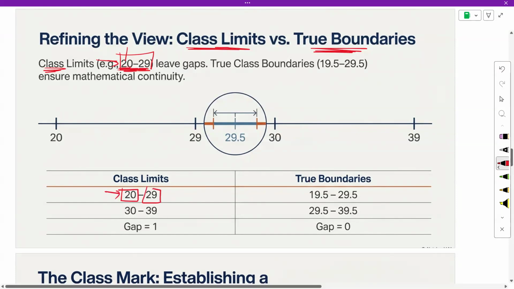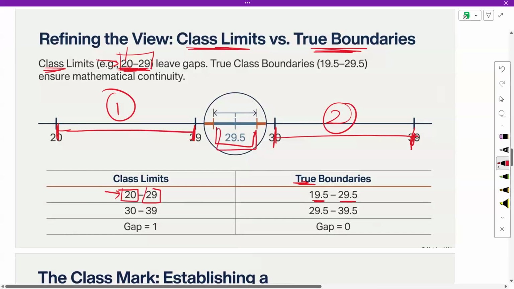But when you talk about the true boundaries of the class, they are 19.5 and 29.5. Why is that? There is a reason. The class limits actually range up to this point. This is class 1 and class 2, and here there's a gap. So for example, if your observation is 29.7, where do we put it? So we need to define the true boundaries. The true class boundaries are, for example, for the first class, 19.5, and we bring it here, and we put 29.5.